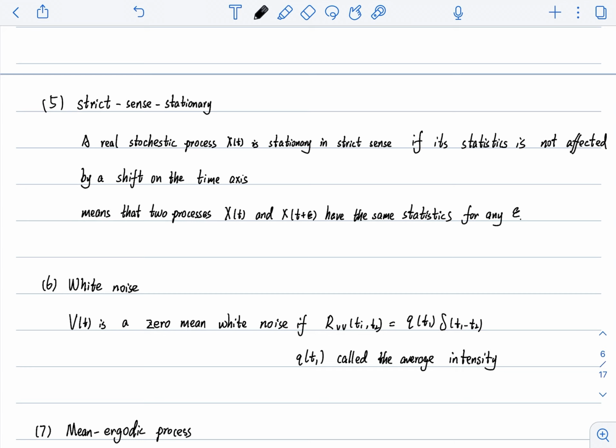Fifth, the strict sense stationary. A real stochastic process X(t) is stationary in the strict sense if its statistics are not affected by a shift on the time axis, which means that two processes X(t) and X(t + epsilon) have the same statistics for any epsilon. And if a process is wide-sense stationary and it is normal, we can get that it is strict sense stationary.